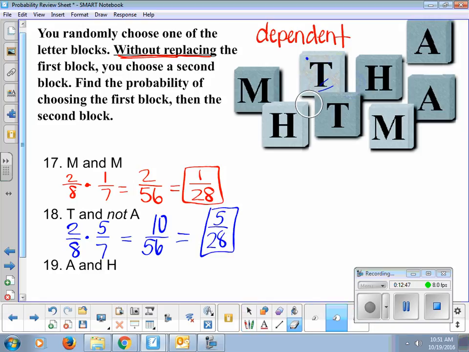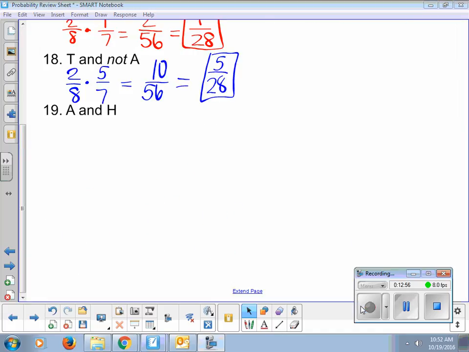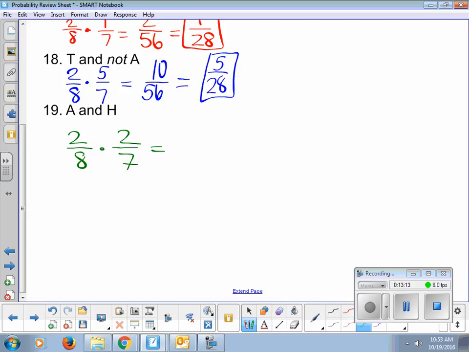And then when you start the next question, we're starting with all 8 tiles again. The probability of A and H. Okay, so for 19, what's the probability that we choose A? 2 out of 8. If I take out an A, how many total tiles do we have left? 7. Out of those 7, how many are H's? 2. So we get 4 over 56, which simplifies to 1/14.